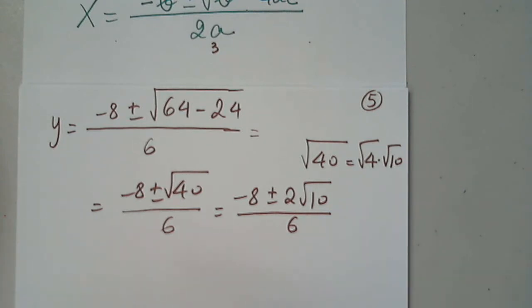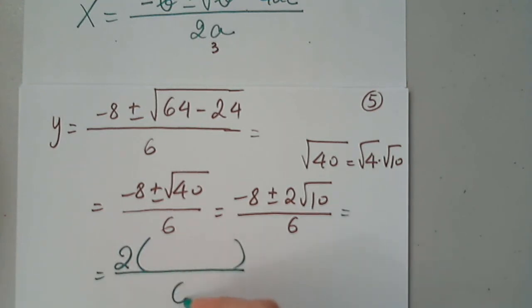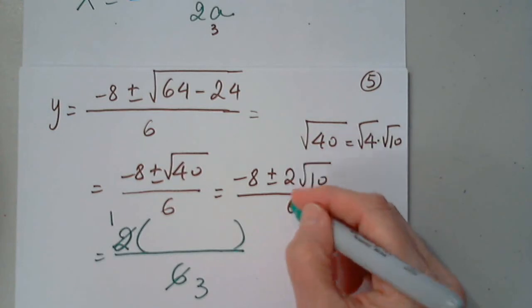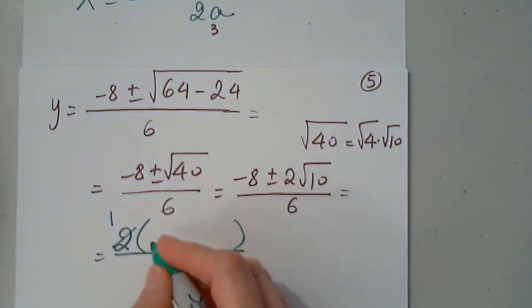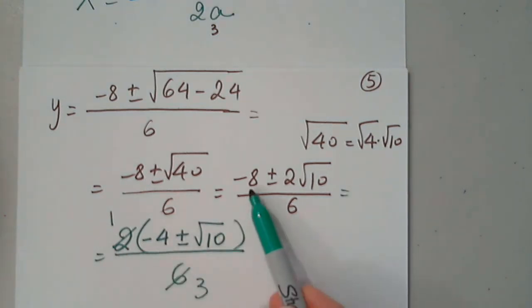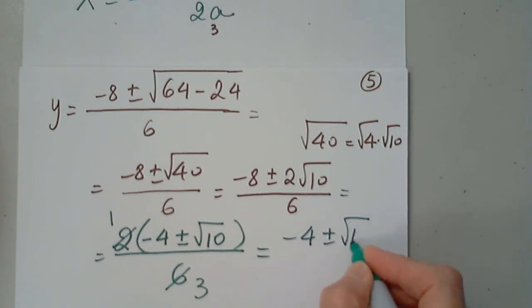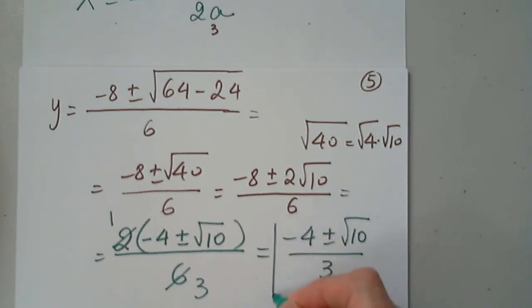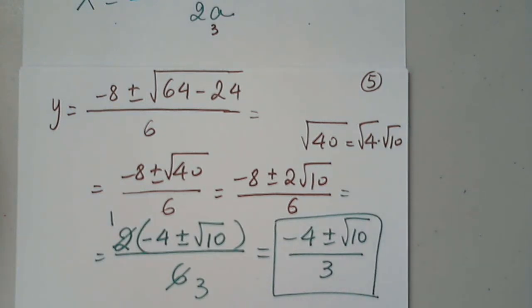But what we can do is factor out a 2 in the numerator. And now this is a factor, this is a factor, and I can simplify. This is allowed. But I cannot cross in here or here. Please don't touch that. So this is -4 plus or minus the square root of 10. 2 times -4, 2 times 1. So now the final simplified form, -4 plus or minus the square root of 10 over 3. And we practice the quadratic formula.